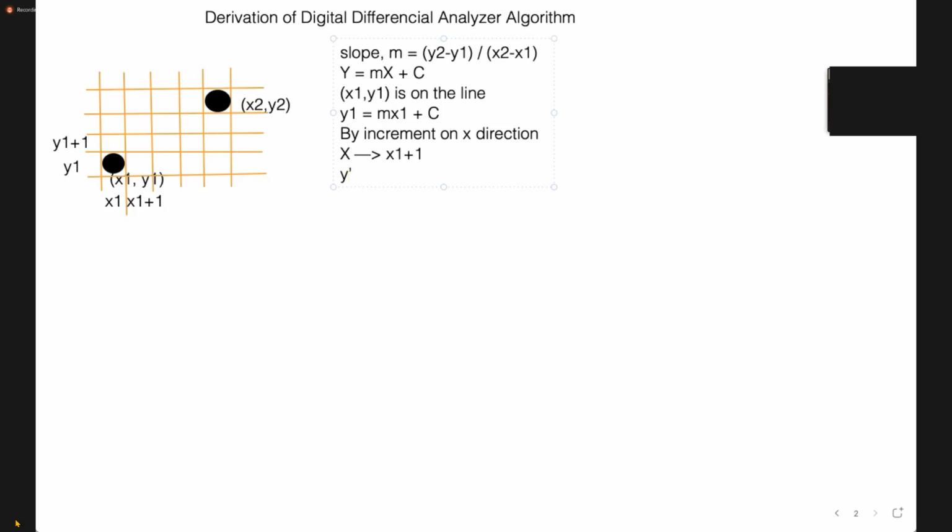Y dash equals m times x1 plus 1 plus c. Because if that point is on the line, that point should satisfy the line equation.